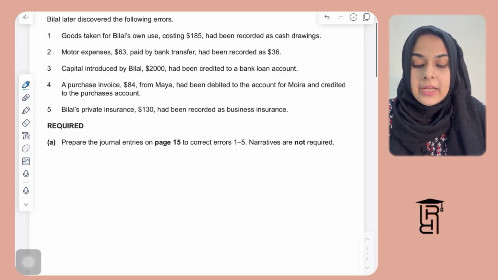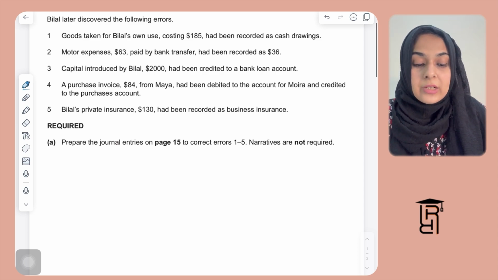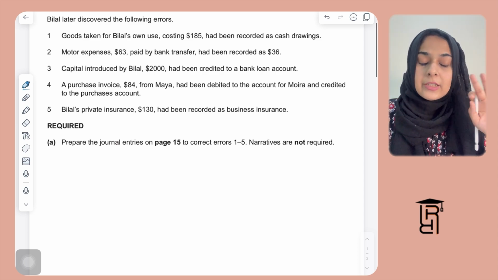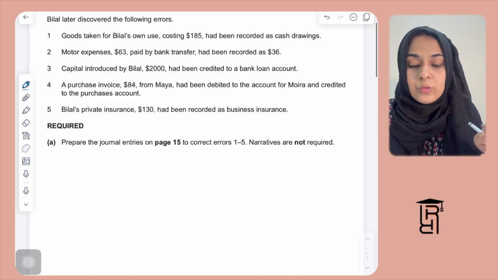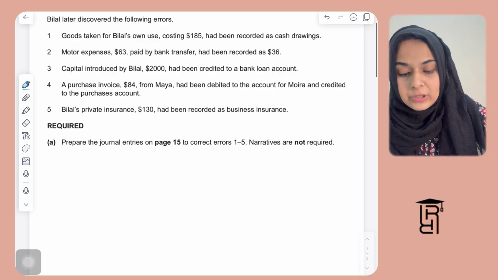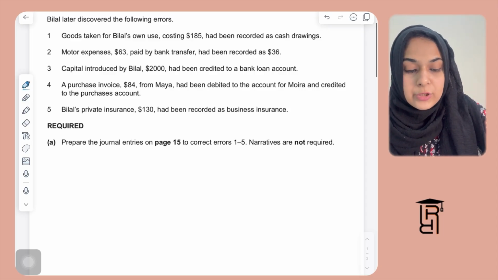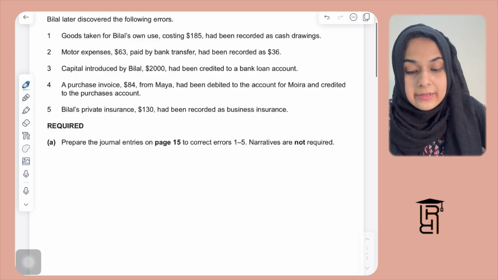Error number 3. Capital introduced by Bilal 2000 had been credited to a bank loan account. Whenever we introduce capital, bank is debited, capital is credited. But what we did here was bank debit, bank loan account credit. So you now have to debit the bank loan account. I'm going to record this on the debit side. I'm going to write here bank loan debit 2000, and now I will credit capital, because this is capital, right? So you need to record this in the capital account. This is error number 3.